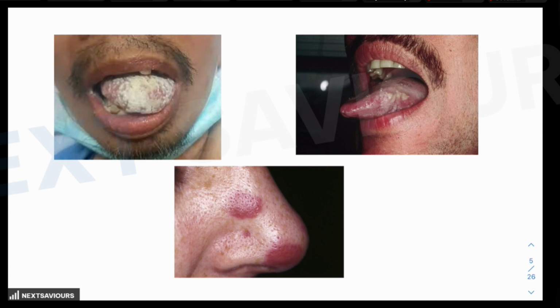Like there is going to be white curd-like plaques in the oral cavity which can be scraped off, a feature of oral candidiasis. On the other hand, if there is a white but non-scrapable plaque on the lateral aspect of the tongue, most commonly, it is a feature of oral hairy leukoplakia caused by Epstein-Barr virus. And if there is a purple-red skin lesion, then it is a feature of Kaposi sarcoma caused by human herpes virus 8. So on the basis of these specific findings, you can ultimately jump to the diagnosis.